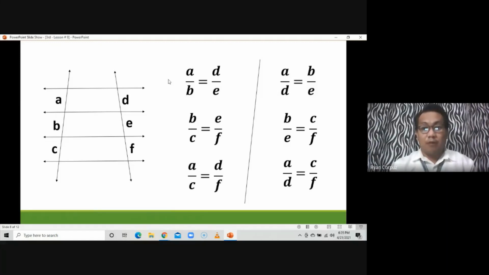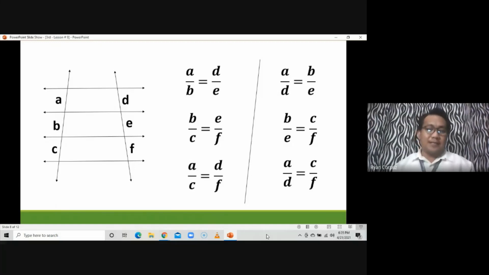Ganun din sa vertical, no? Medyo nagkamali tayo sa pagbasa kanina. It should be A over B is equal to D over E, B over C is equal to E over F, A over C is equal to D over F. So you can form proportion vertically again and horizontally. So it is the same way that we are applying now segments cut by transversals.